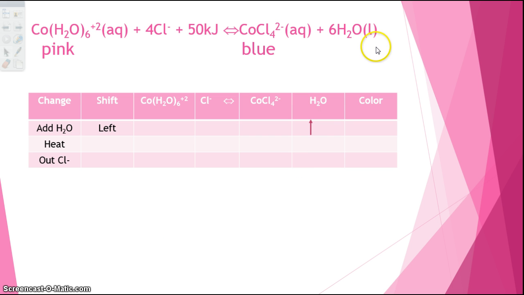So if it shifts to the left, then everything on the left side will go up in concentration, and everything to the right side will start to go down in concentration. So the cobalt with the water goes up, the chloride goes up, the cobalt with the chloride goes down, and the water also goes down.